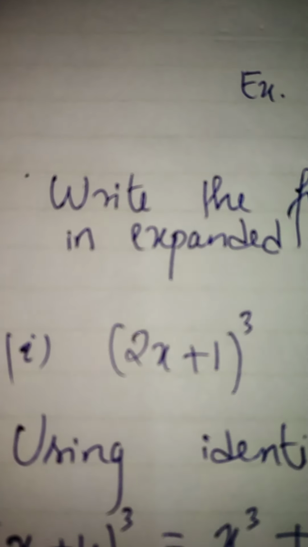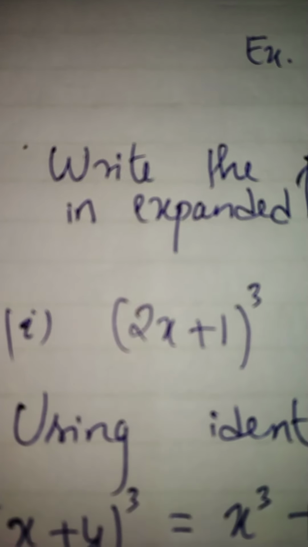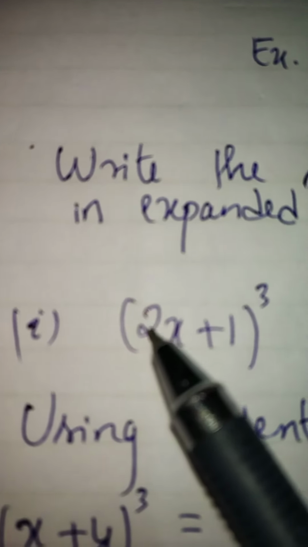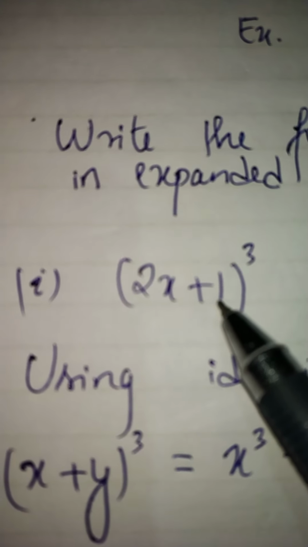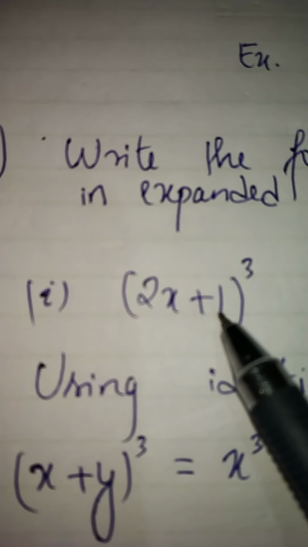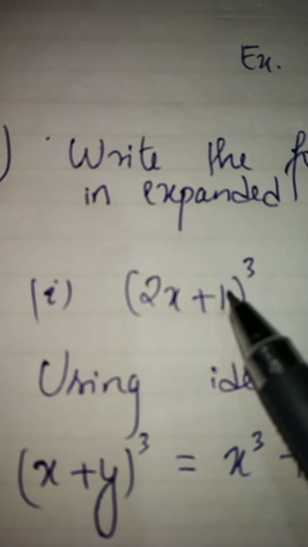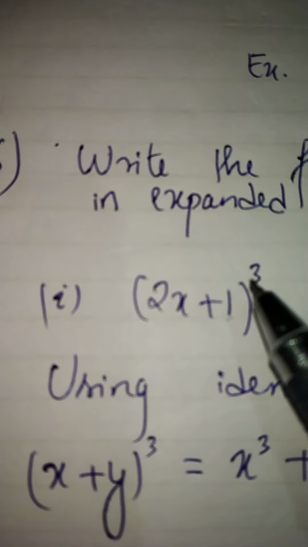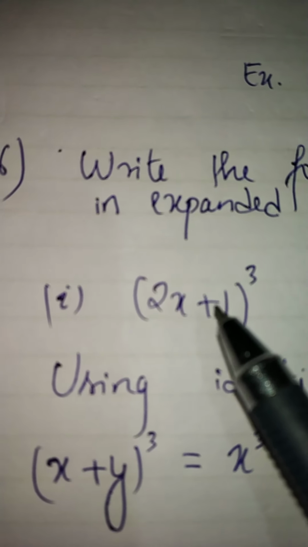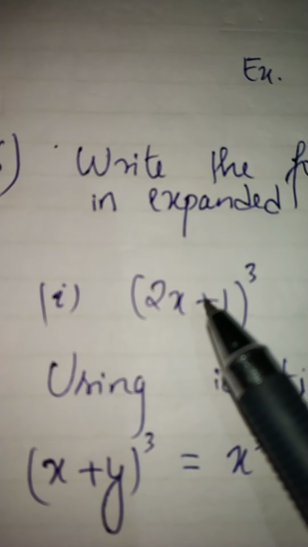Now see, your first question is (2x + 1) whole cube. Now if you check the terms here, your first term is 2x and the second term is 1. That means these two are unlike terms. So we cannot add these two terms, and there is a cube. So we have to use an identity in order to write its expanded form.